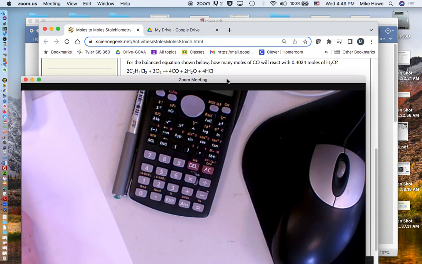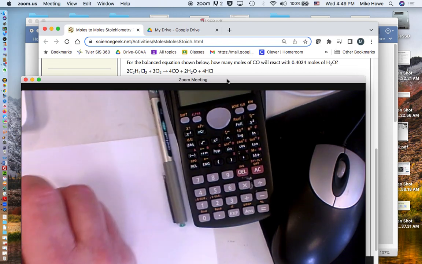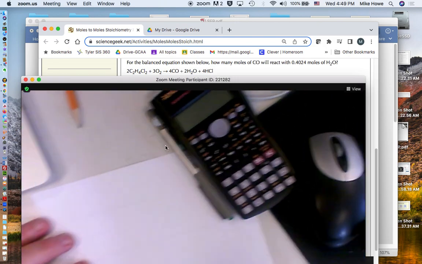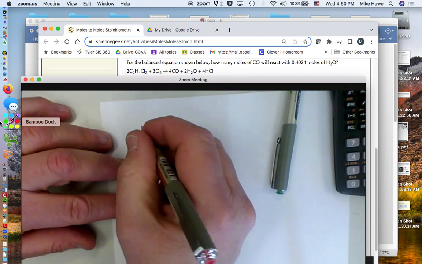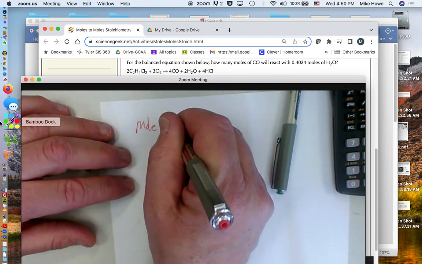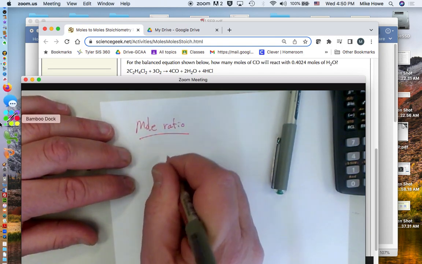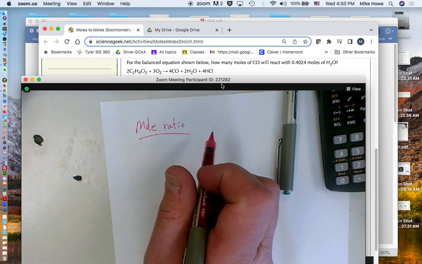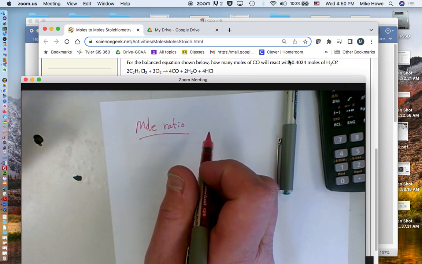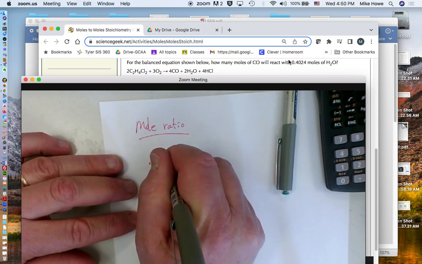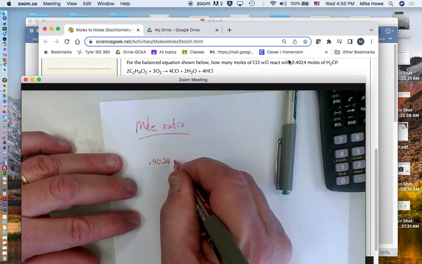So the way you do these mole ratio problems, these are mole ratio problems, which means we're just using the mole ratio. The first thing you do in a problem like this is look at the number up here that they give you. They say there's 0.4024 moles of water.